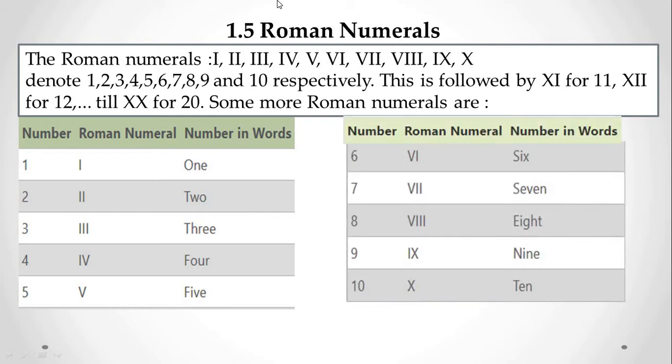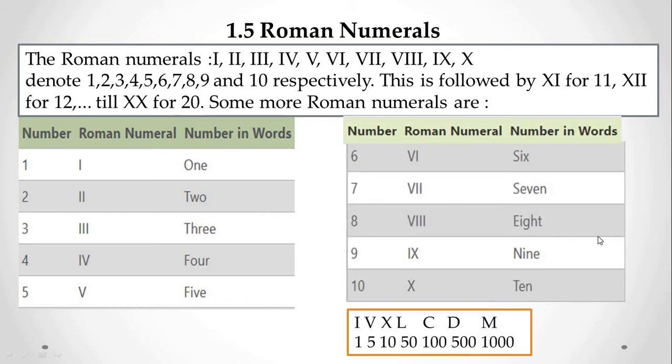One more table is there, and the third table is very important, this one. This table you have to memorize first. This I is 1. This V is 5. X is 10. L is 50, C is 100, D is 500, M is 1000. So 1, 5, 10 you can easily remember. How will you remember 50, 100, 500?